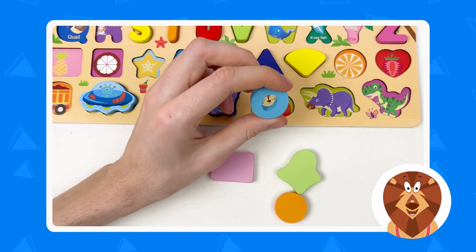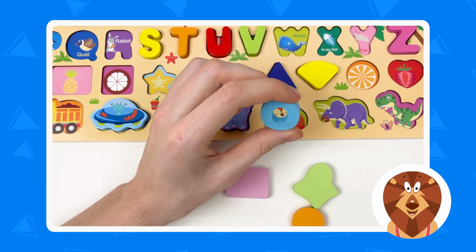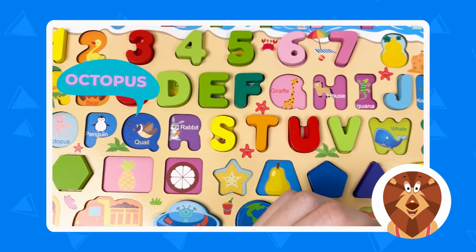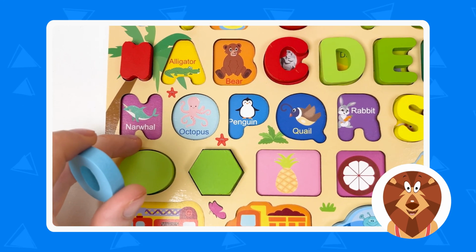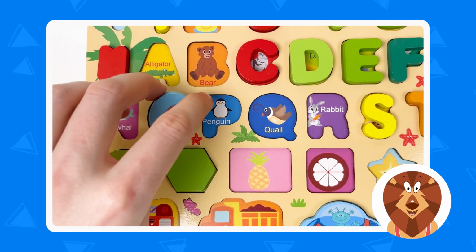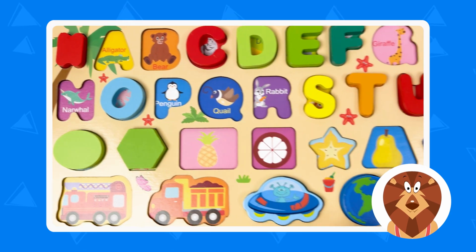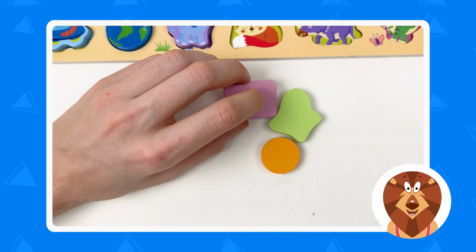And let's take the next letter. The next letter that we have is O. So we need to find the octopus. O. So it goes right after the N. Oh, here. Great. And let's go through the shapes.